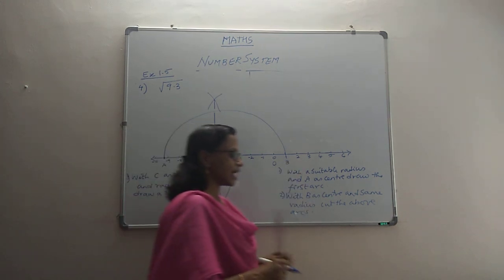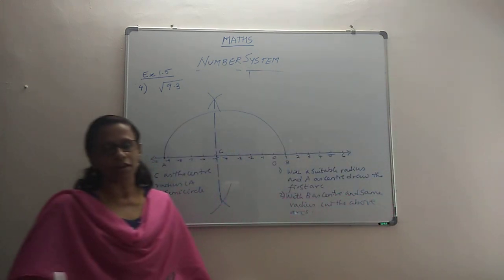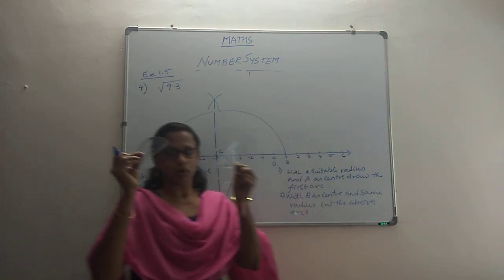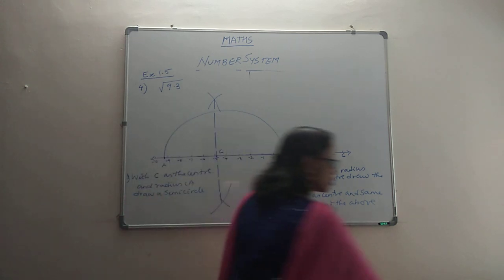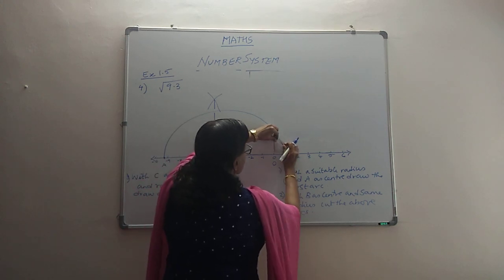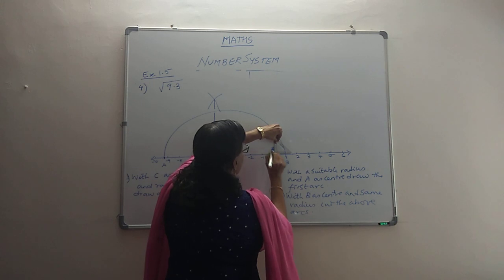Having done this, we are supposed to draw a perpendicular from O. When you have to draw the perpendicular from O, as I said, you can use a set square or your protractor, whatever is convenient to you. Suppose we plan to do it with the set square, we keep the set square like this and try to draw a perpendicular.